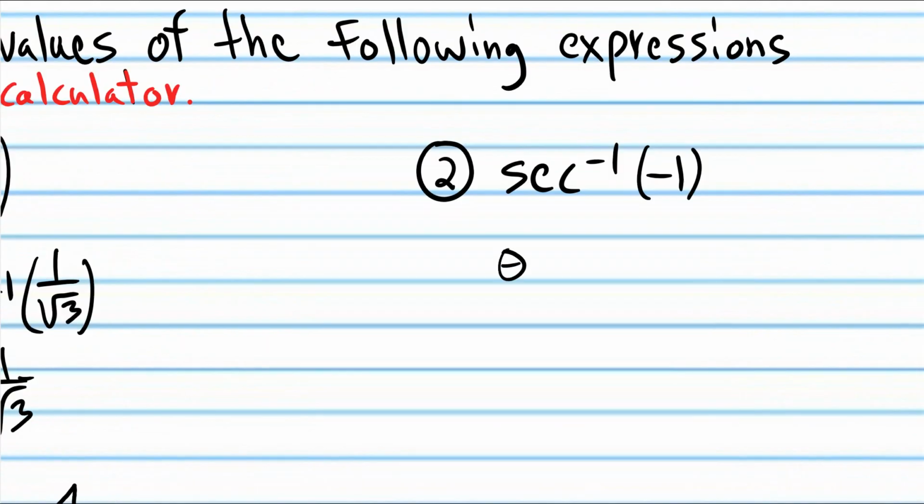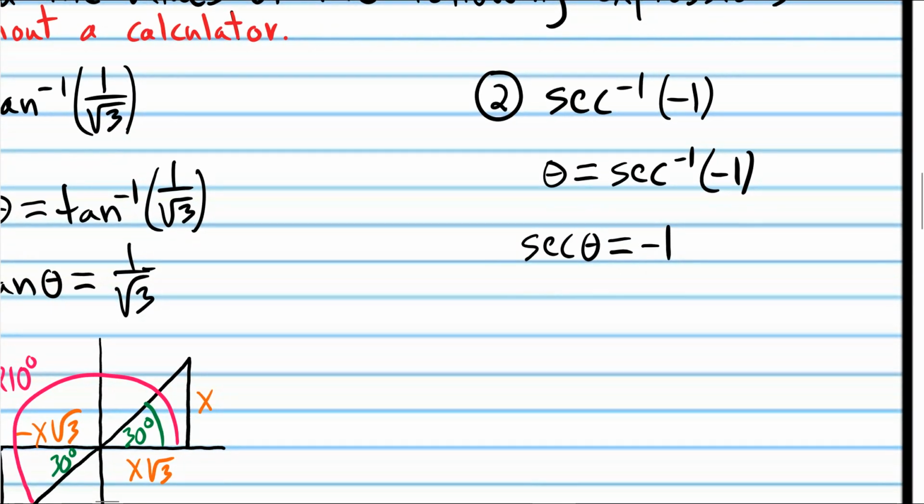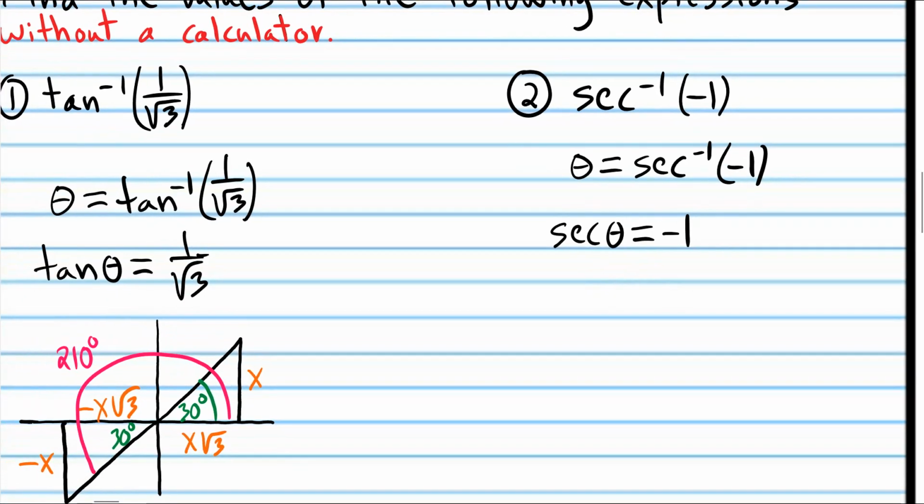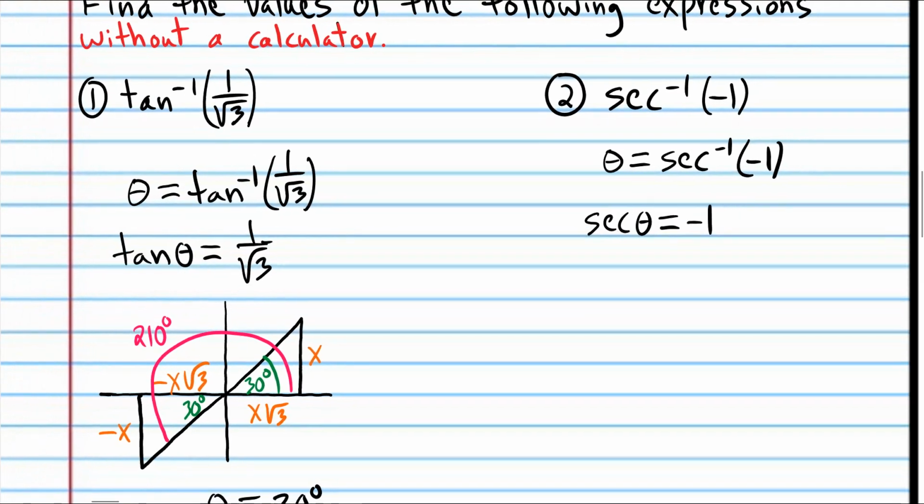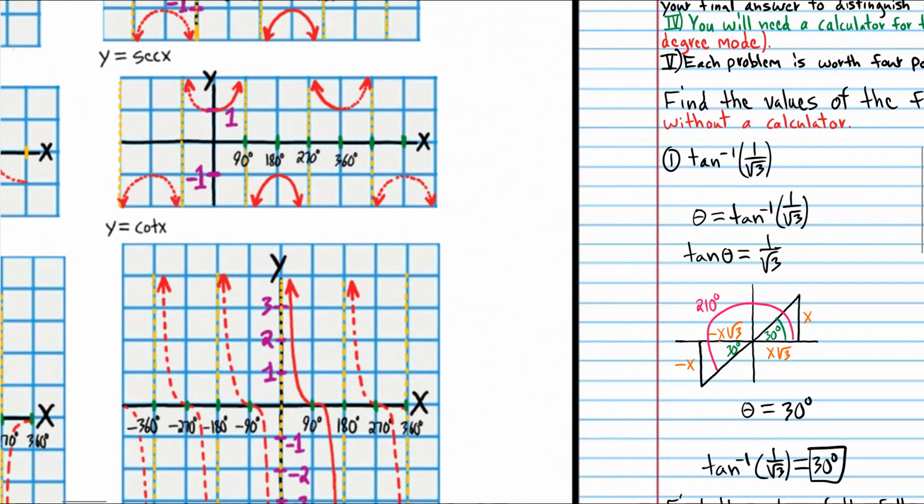So again, this expression represents an angle, so I'm going to set it equal to theta. And by definition, if that statement is true, then this statement also has to be true. So all we have to do is find theta when the secant function is equal to -1. But this is a collapsed triangle, so we can't draw triangles like we did over here. It's a collapsed triangle. So what do we do?